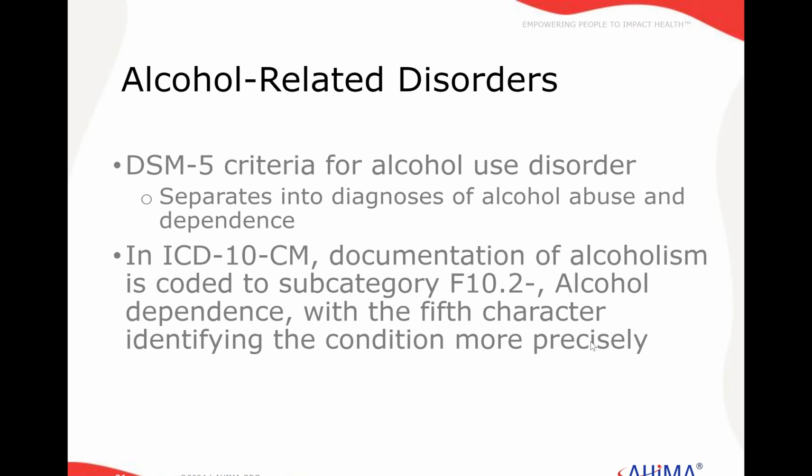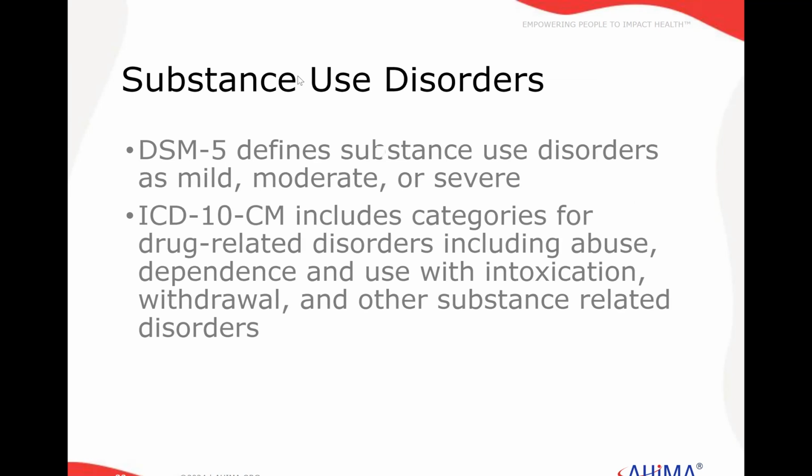One of the other things that people have an issue with is the personal history of alcohol use and wanting to use that to code alcoholism. Anytime we hear the global term alcoholism, we code that to subcategory F10.2, alcohol dependence. The fifth character that goes in the dash on this slide is the one that identifies the condition more precisely. And again, these can be further subdivided into mild, moderate, and severe.